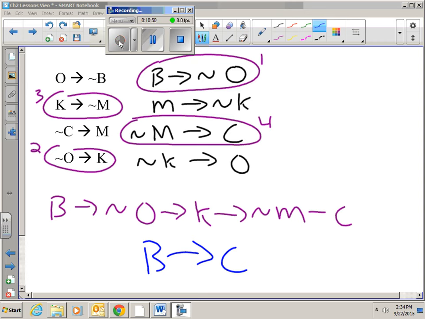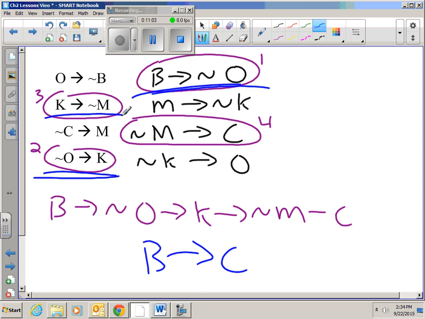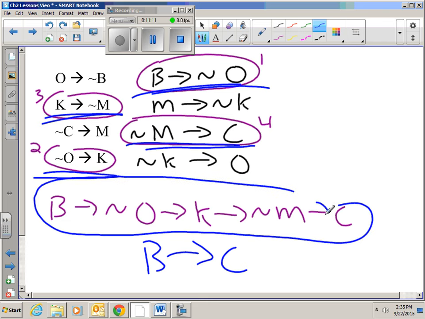Okay, if you look at this last one right here, I'm actually going to start with if B, then not O. That takes me to not O, then K. That then takes me to K to not M, and not M to C, which I made that chain right down here, which you can see. And then my final statement then is if B, then C.